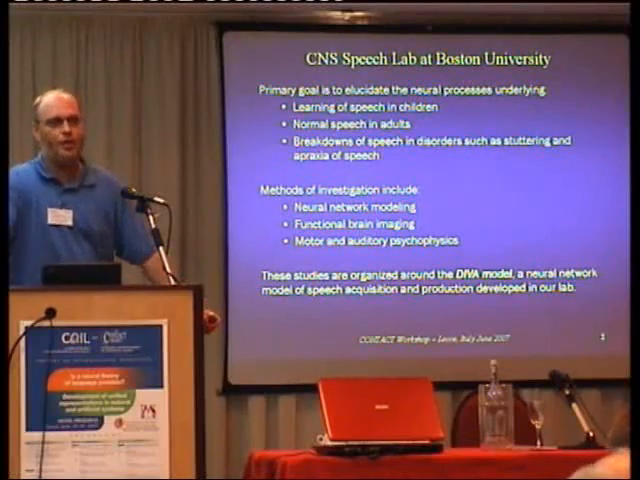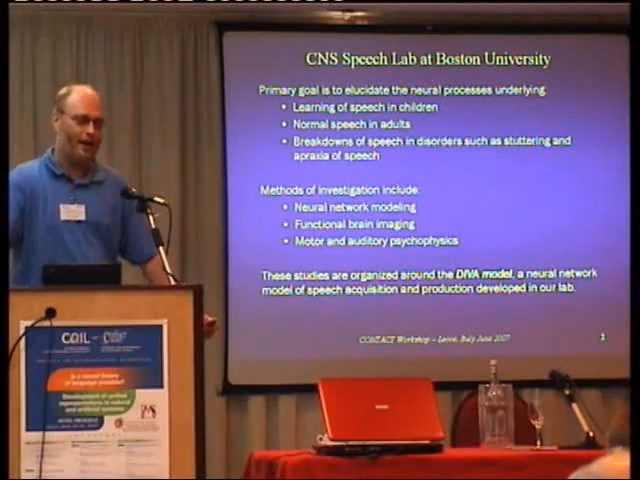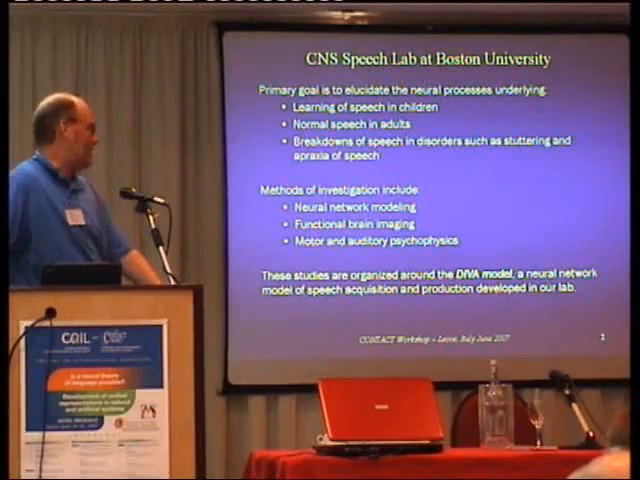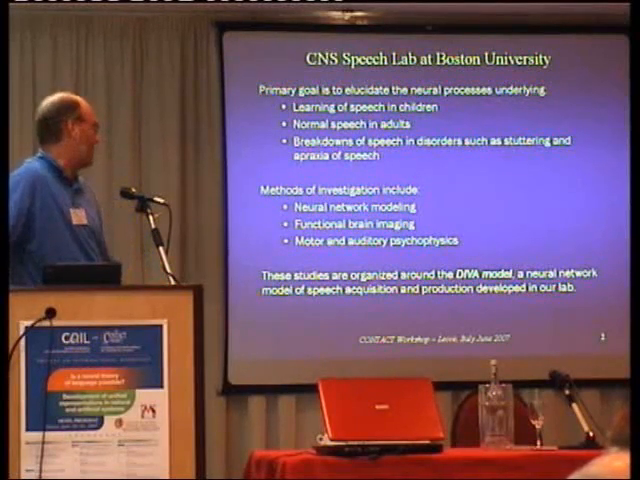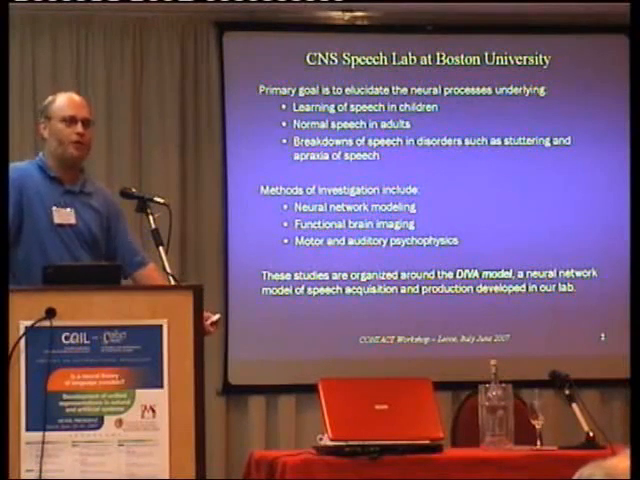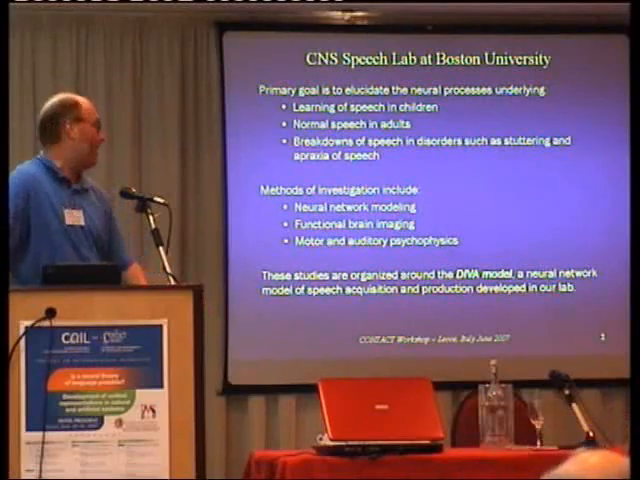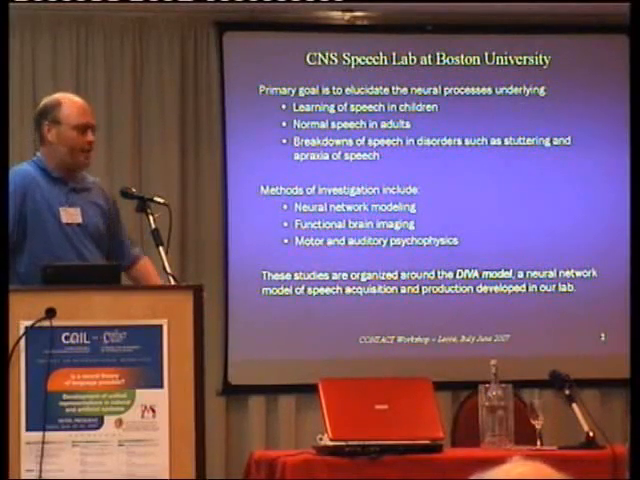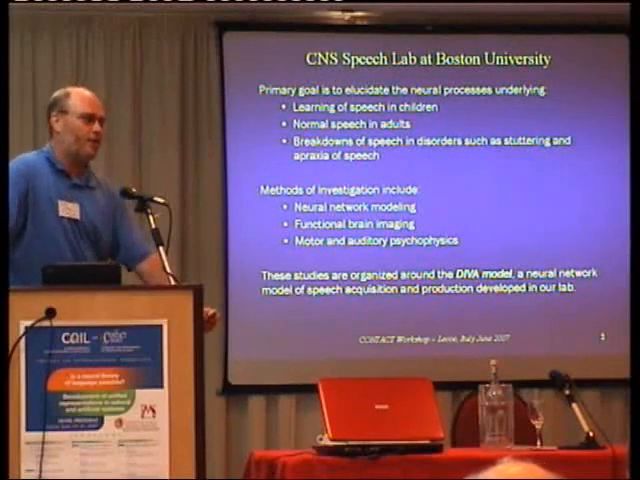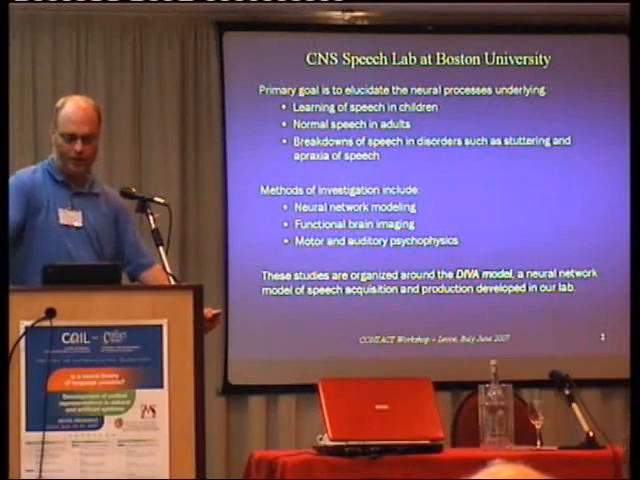The methods of investigation that we use in our lab are, first of all, neural network modeling. So we do computational models that we formulate as neurons and synapses, and this allows us to do direct comparisons to neurophysiological data. And we do some functional brain imaging to test key aspects of the model, and I'll focus mostly on our functional neuroimaging work today, as well as the model. And finally, we do a lot of motor and auditory psychophysics, and Joe Perkel was talking about a lot of that work this morning. And the studies I'll be talking about are organized around a model of speech production that we call the DIVA model, and it's a neural network model that learns to control a virtual vocal tract or an articulatory synthesizer, and learns to produce speech sounds that are presented to it to learn.